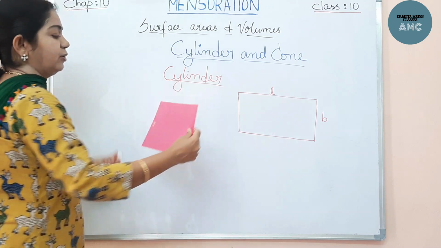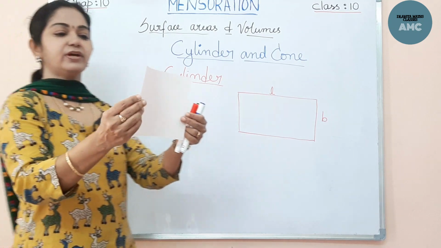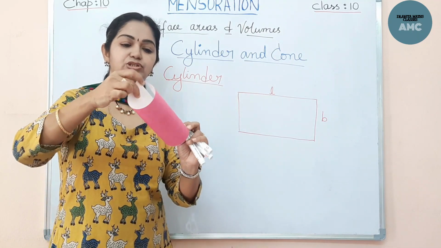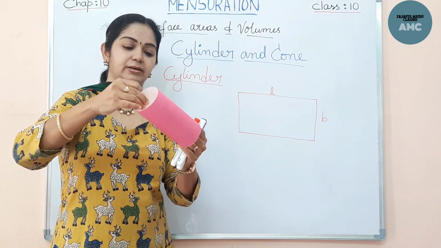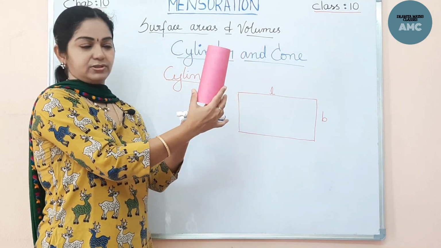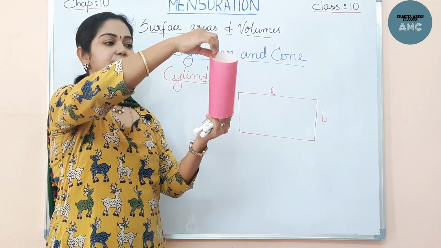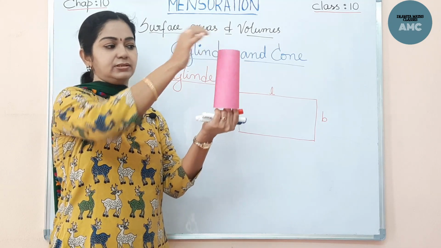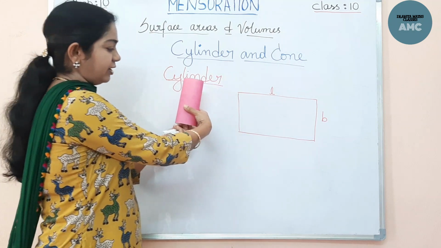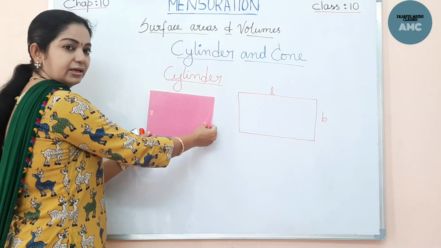Now what is a cylinder? If I join this breadth with the other breadth, if I roll it and join the two breadths here, this forms a cylinder, right? Now this is the shape of a cylinder. See here students, this is the shape of a cylinder clearly. Now if I open it up, this is a rectangle.